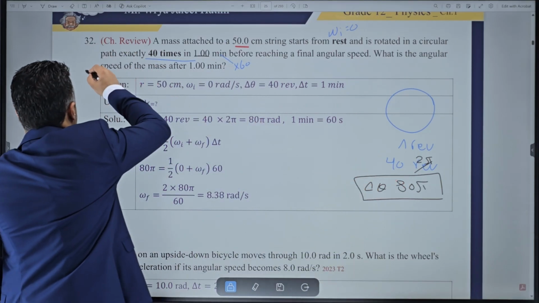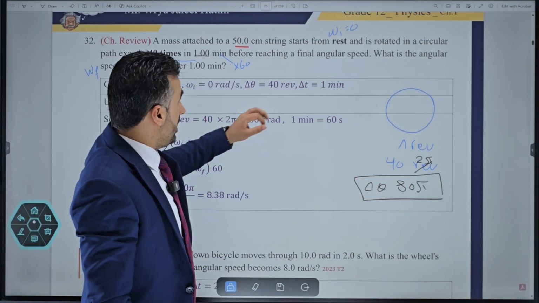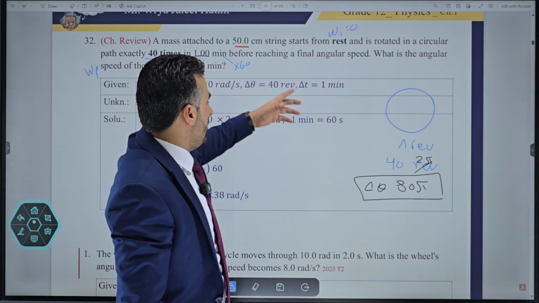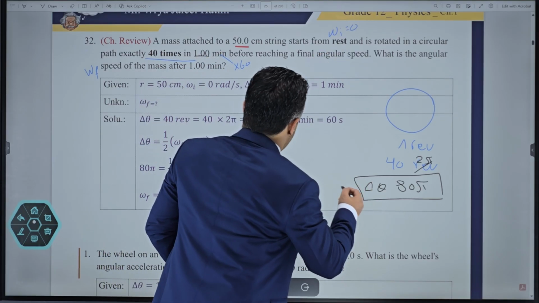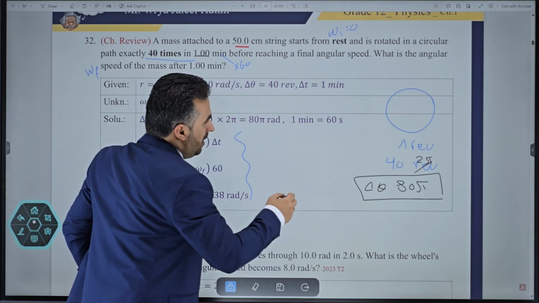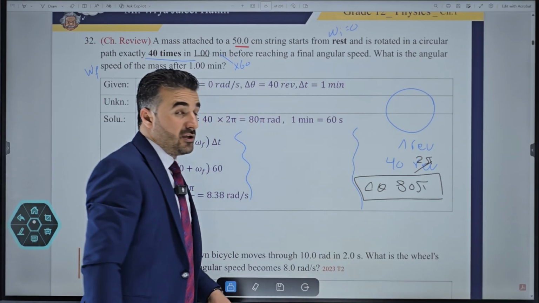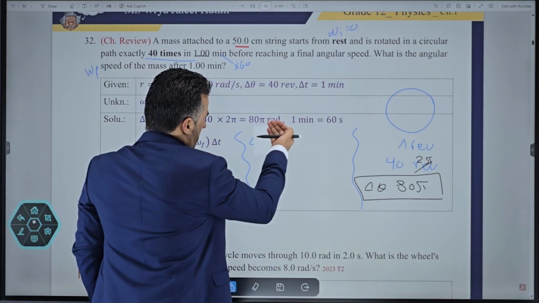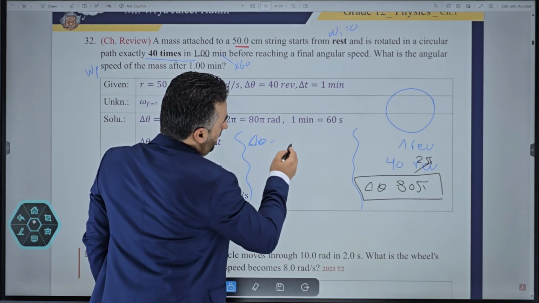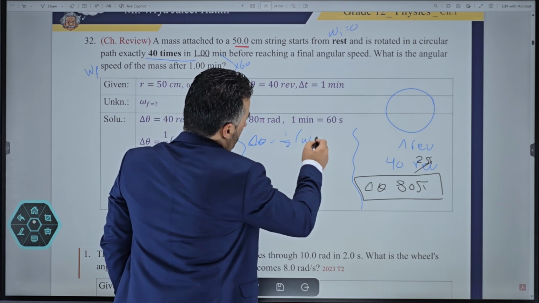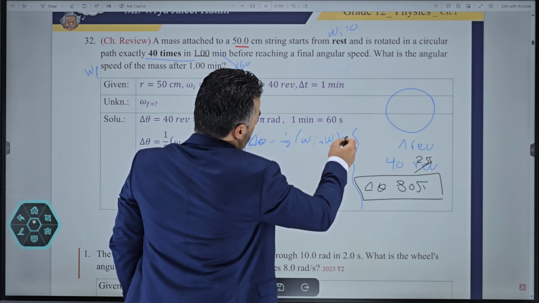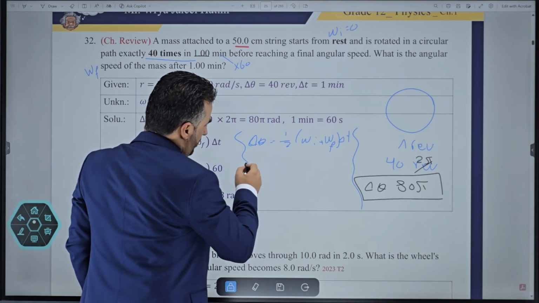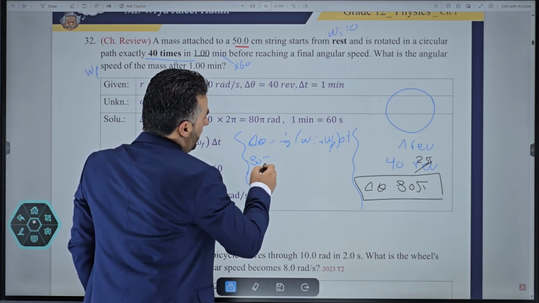So what is the angular speed? What is omega final? Again, we have initial, we have delta theta, and we have the time. Which equation to use? We're going to use the second equation. Why the second equation? Because angular acceleration is neither given nor required. So the second equation would be the best. Delta theta, or angular displacement, is 1 over 2 times omega initial plus omega final, times delta t. And once again, delta theta, it says 40 revs, which we said equals 80 pi, yes?